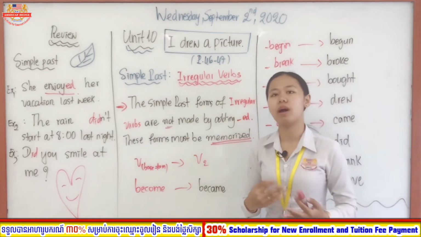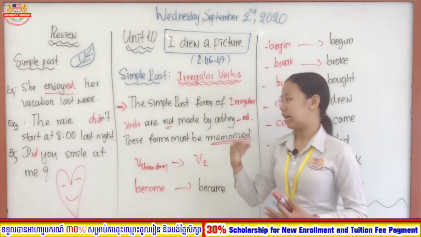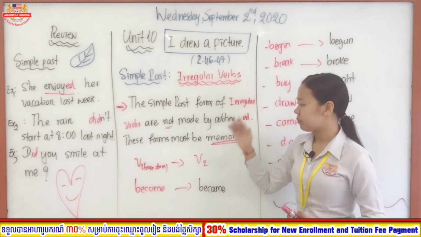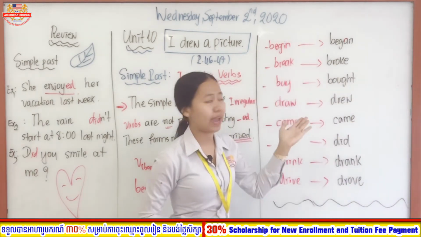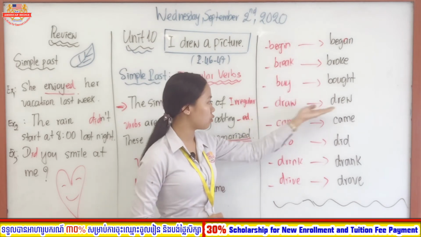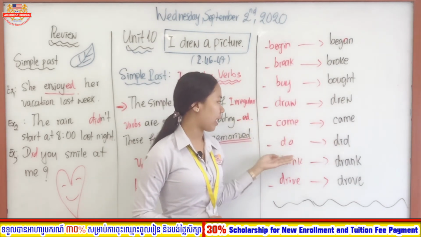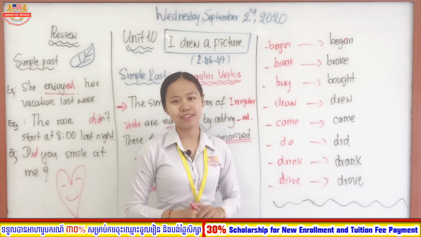For regular verbs, most verbs you need to add ed, like enjoy and then you add ed. While for irregular verbs, you need to memorize them. Become to became, begin to began, break to broke, buy to bought, draw to drew, come to came, do to did, drink to drank. So you need to remember them.